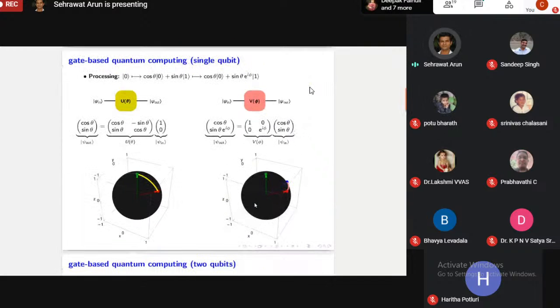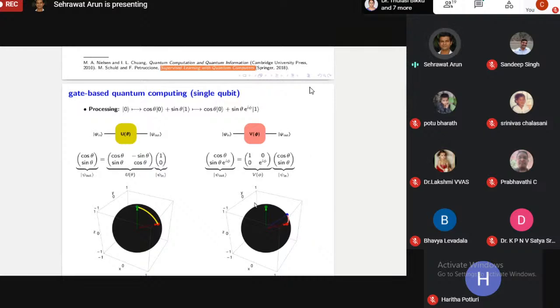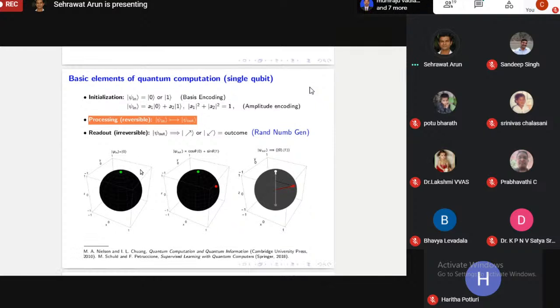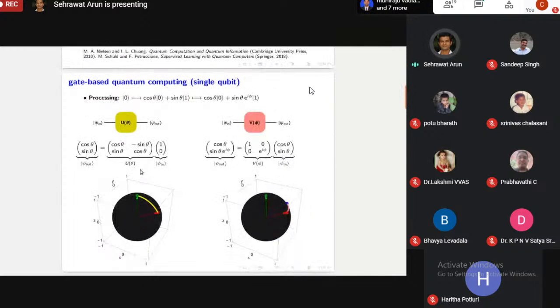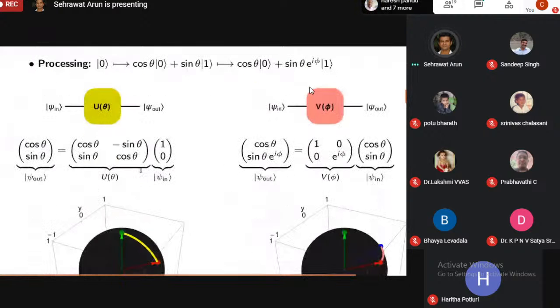So first I will talk about gate-based quantum computation. Now I am only focusing on the process part, right? Only the process part. How you realize this process: you realize it through gates or through adiabatic evolution. That's how the two computation models differ. So let me take a first example.